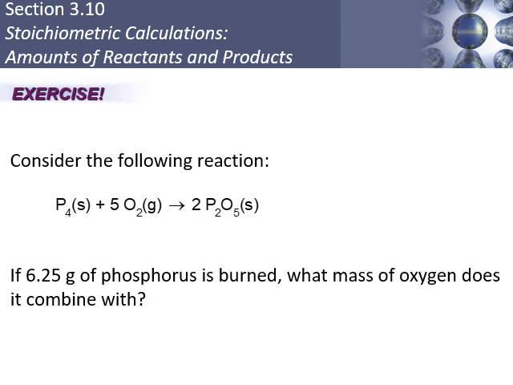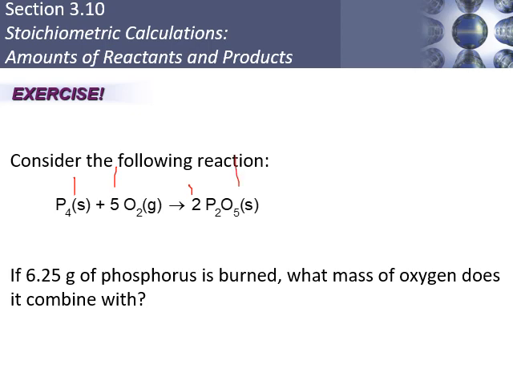Next slide. All right, so let's take a look at this one, and we'll slow down just a little bit here. Consider the following reaction: P4 plus 5O2 gives 2P2O5. First of all, let's check this to make sure it's balanced. We have 4 P's on the left, and 2 times 2 is 4 P's on the right, and we have 5 times 2 is 10 O's on the left, and 2 times 5 is 10 on the right, so we're balanced.